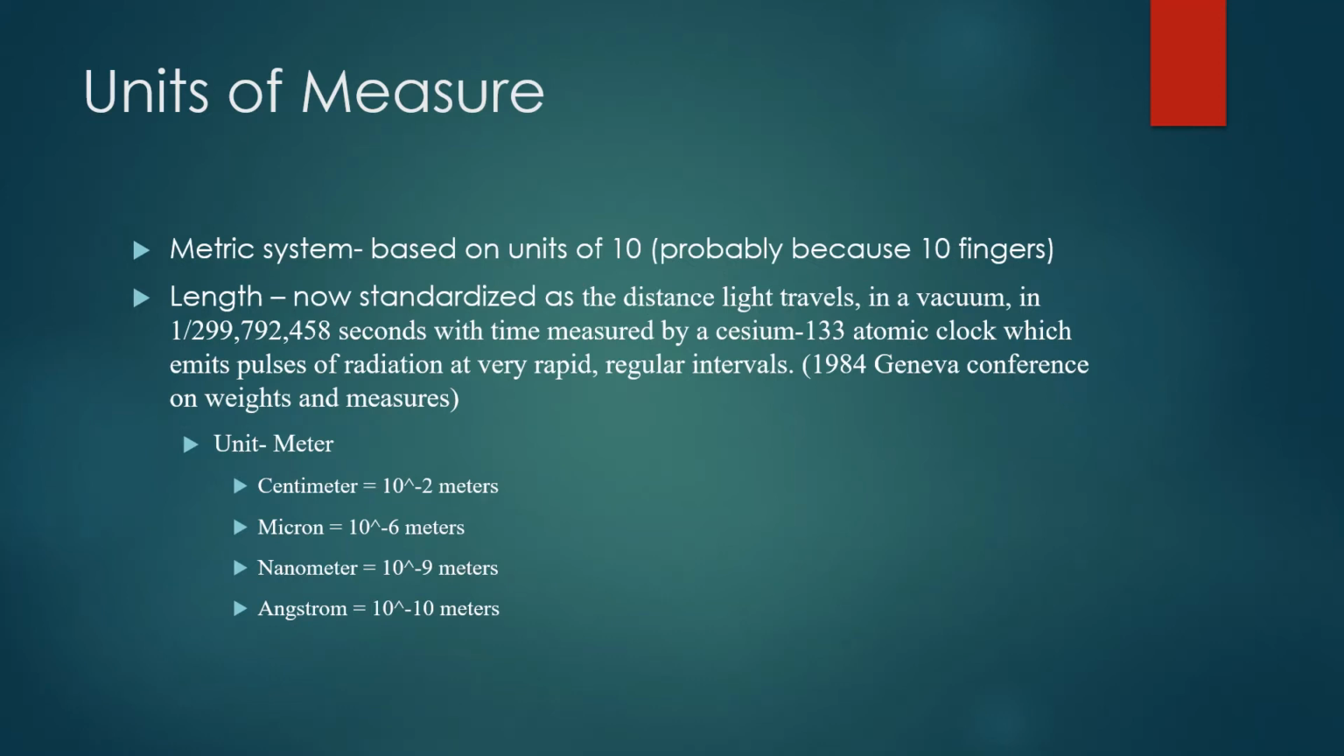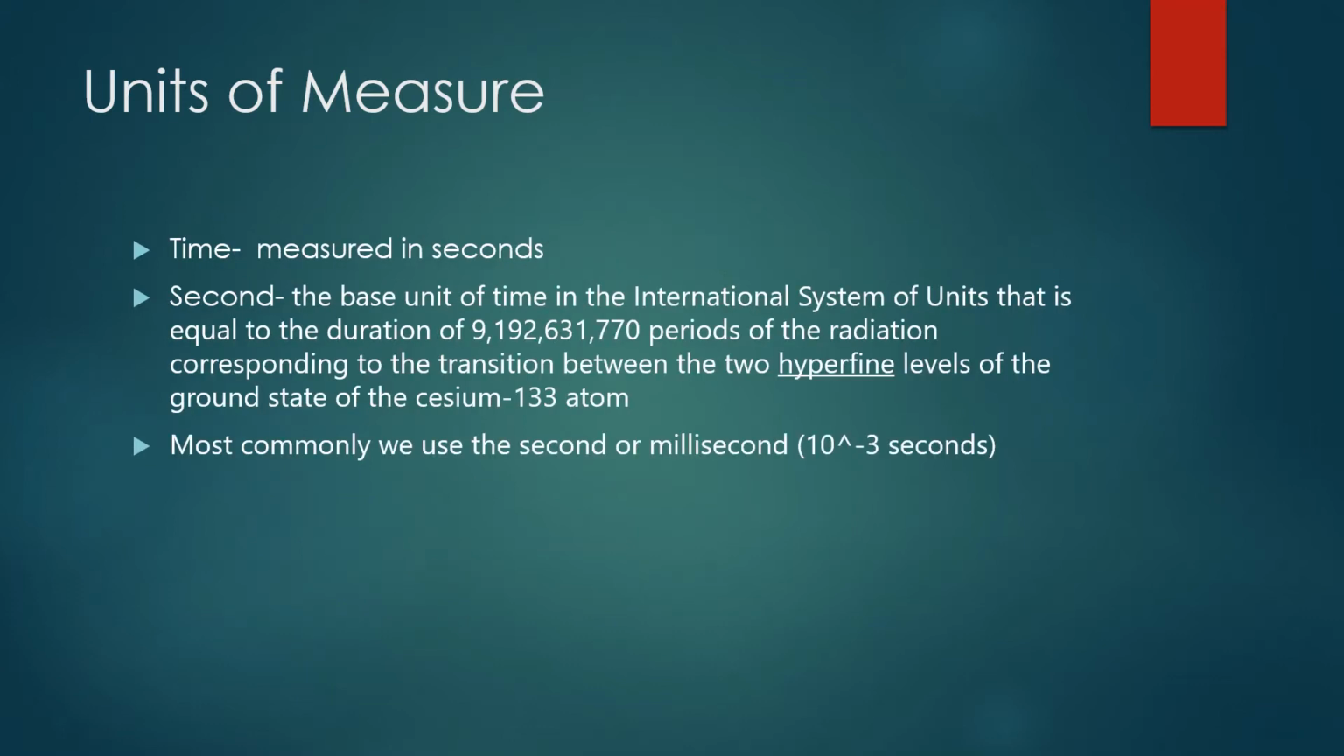The centimeter. This is 1/100th of a meter, or 10 to the negative 2 meters. The micron, 1/1,000,000th of a meter, 10 to the negative 6 meters. The nanometer, 10 to the negative 9 meters, 1/1,000,000,000th. And the angstrom, it is 1/10,000,000,000th of a meter. The angstrom is the unit that refers to the width of an atom at its outermost shell, the angstrom.